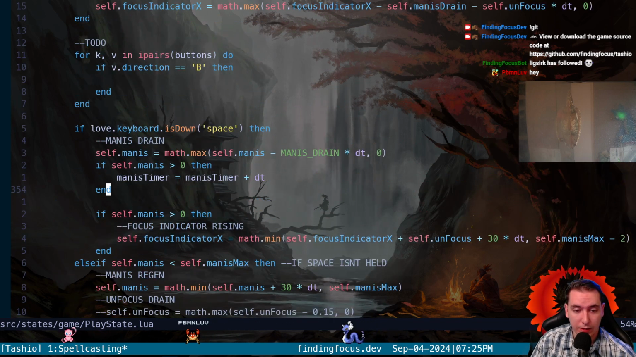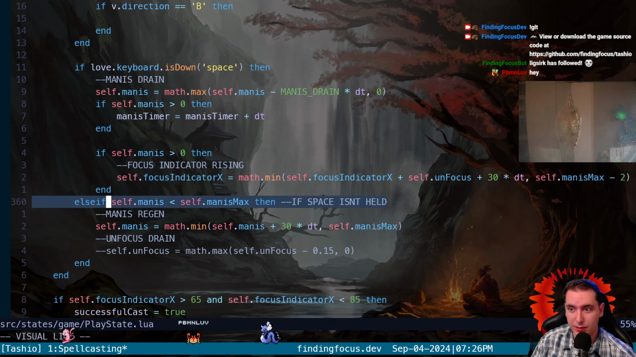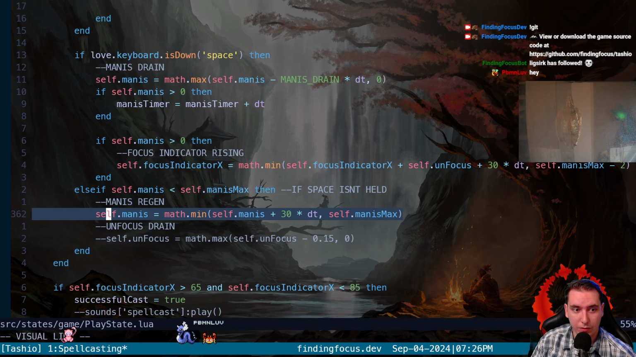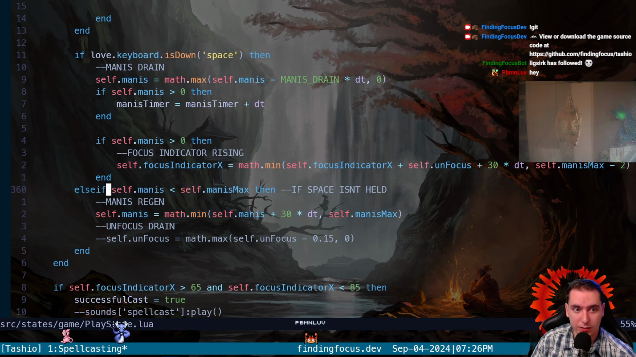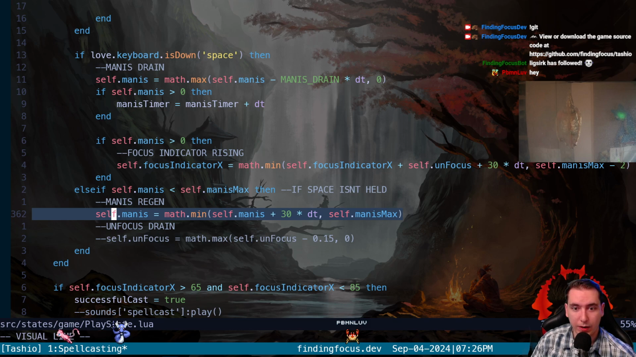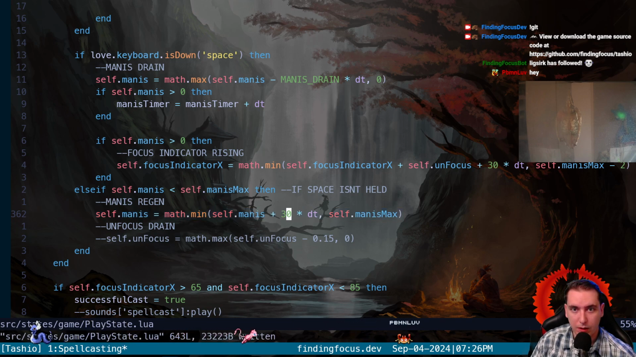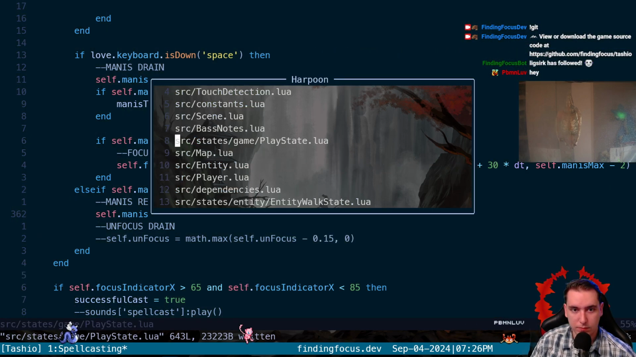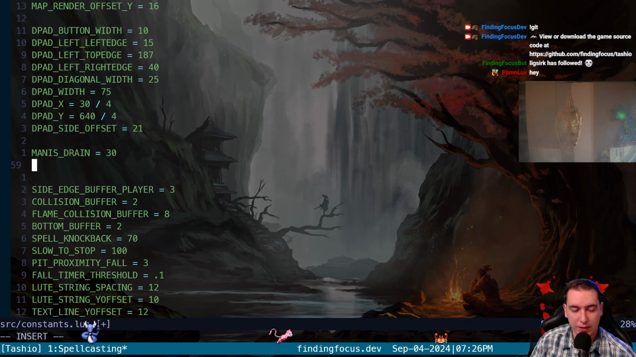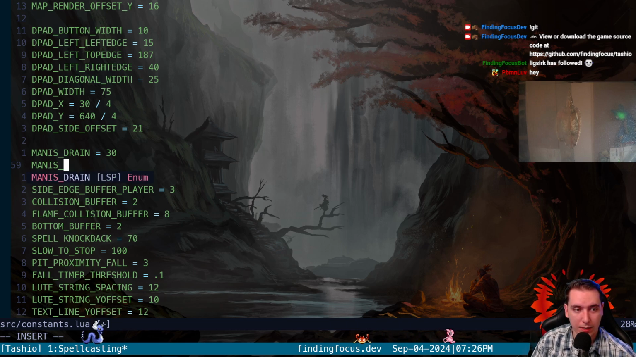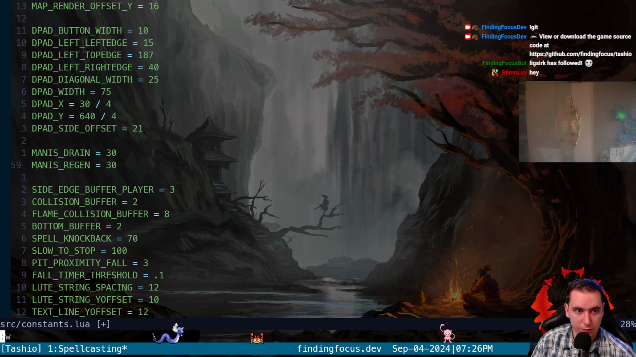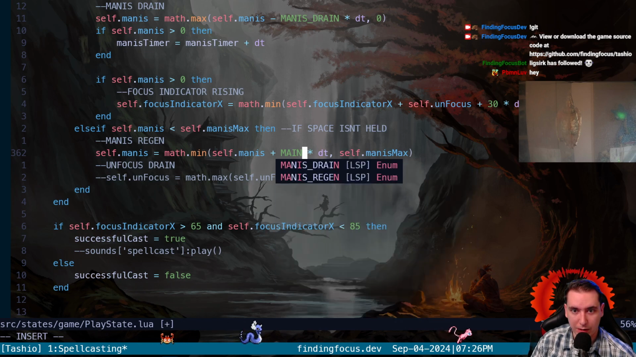Okay, if our Manus is smaller than our Manus max, then we want to regen as long as space isn't held. So this isn't an else block. So if space isn't held, then we should probably call this Manus regen or something. So let's go add it. Just because the less magic numbers we have, the easier we can adjust these values once they become independent of the frame rate, and it'll just be easier to tweak them if they're not magic numbers.